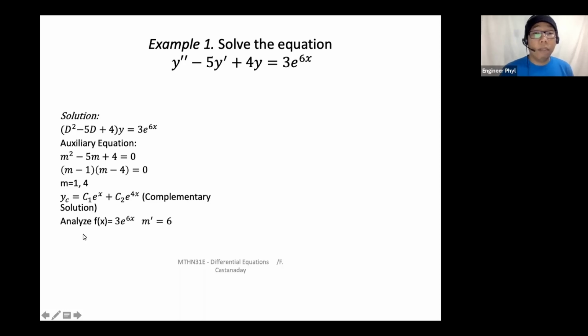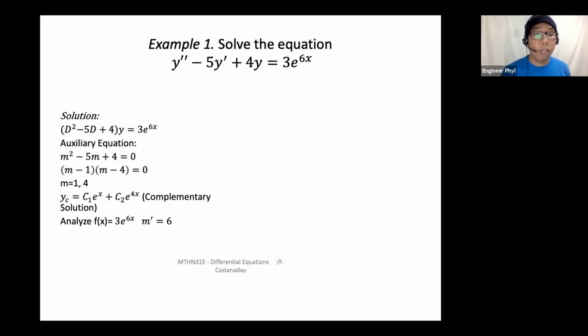Okay, now the next step is for us to be able to determine y sub p, or the particular solution. So we use the right-hand side of the equation. This is 3 e raised to 6x. So we analyze this by, of course, observing what root is appropriate for this particular solution, since we already utilized m as the root of the left-hand side of the equation. So we'll be using m prime to represent the root of the right-hand side of the equation.